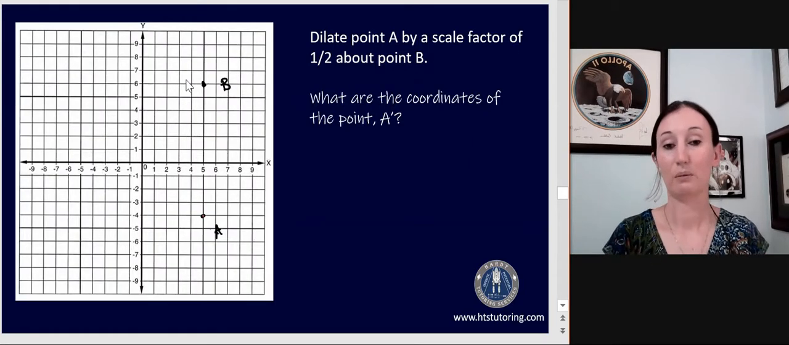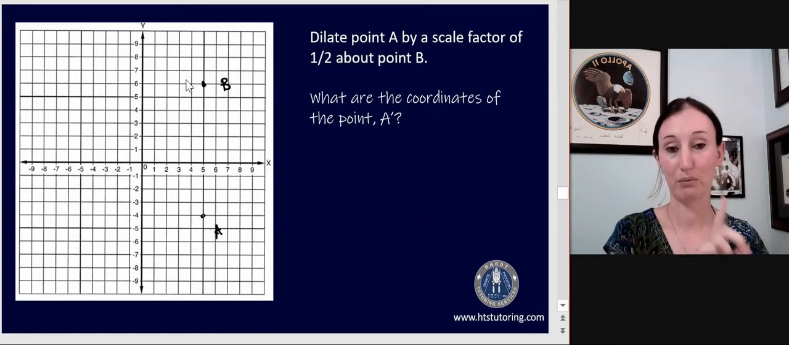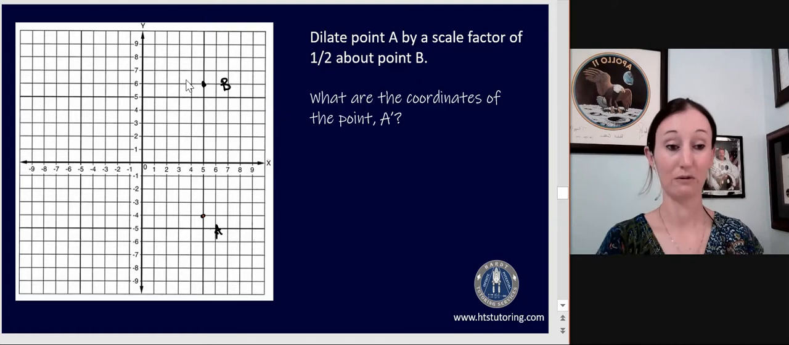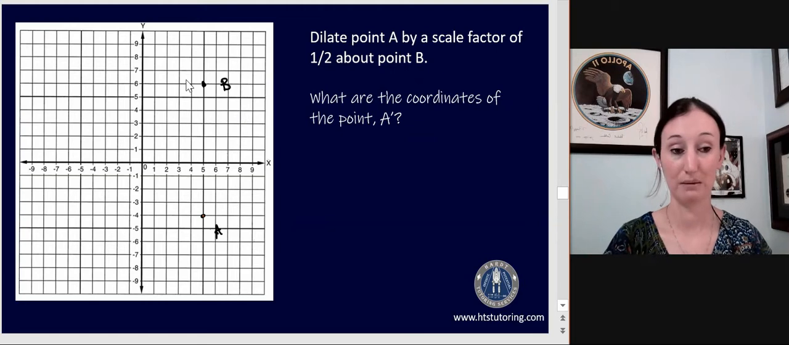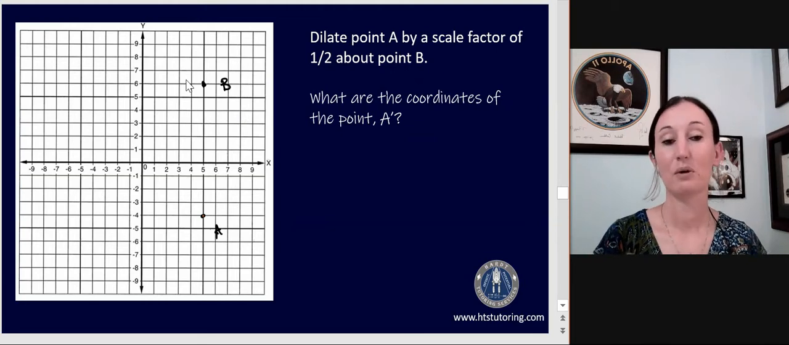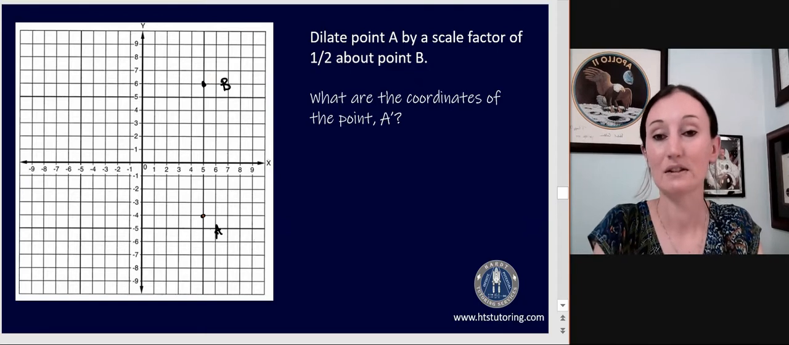All right, we have 2 points. We're going to dilate point A by a scale factor of 1/2 about point B. Scale factor of 1/2. What did we just say? We're going to get bigger or smaller? Smaller, or closer to point B in the case of just singular points. So we want to know what are the coordinates of the point A prime. So we talked about this is just finding distances. That's all we're doing is finding distances.